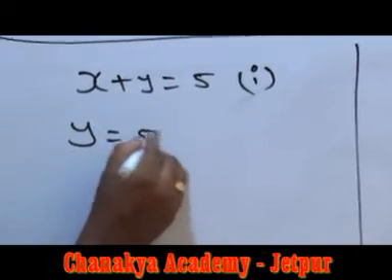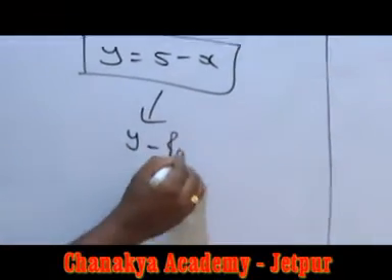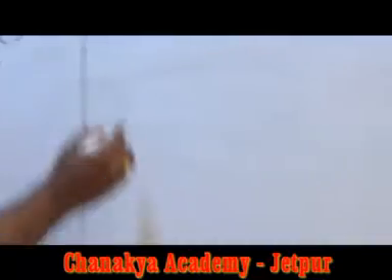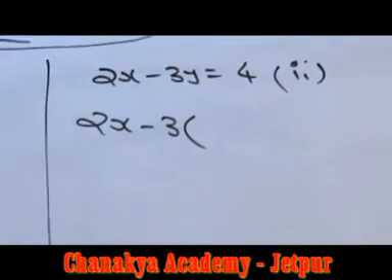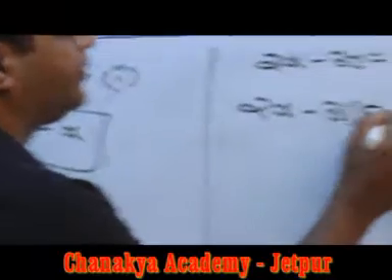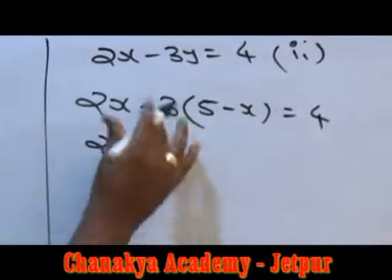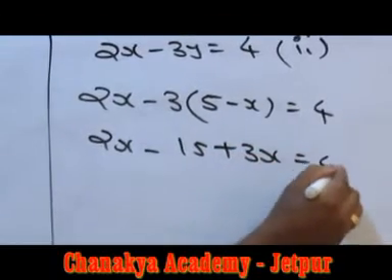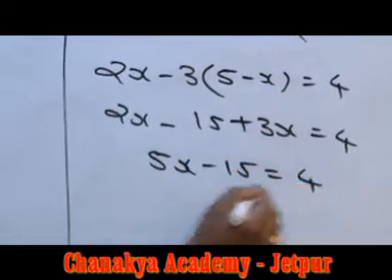y equal to 5 minus x. Here we have generated our y form. Now substituting the value of y in equation number 2, here we are rewriting 2x minus 3 bracket y, value of y is 5 minus x, equal to 4. 2x minus 3 fives are 15, minus minus plus 3x equal to 4. Here 5x minus 15 equal to 4.